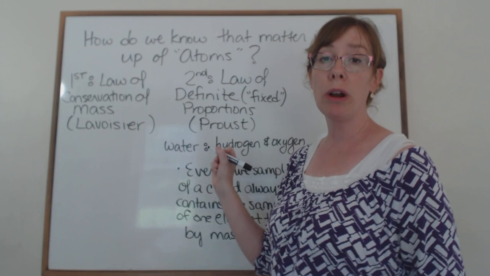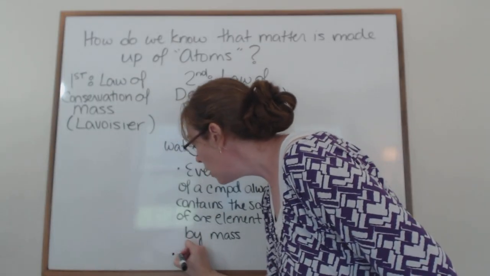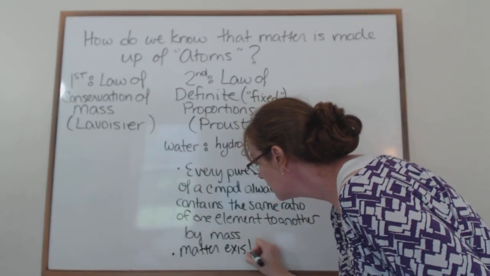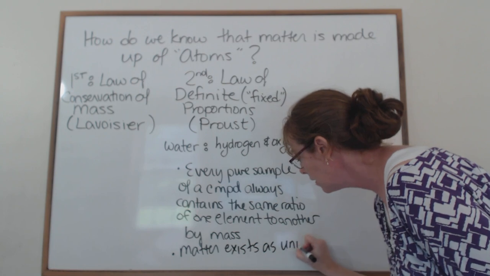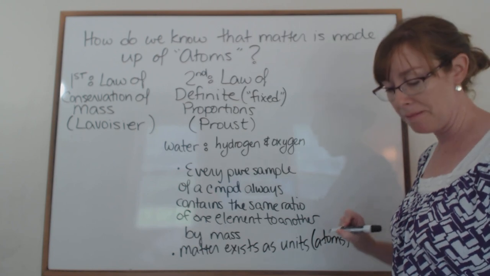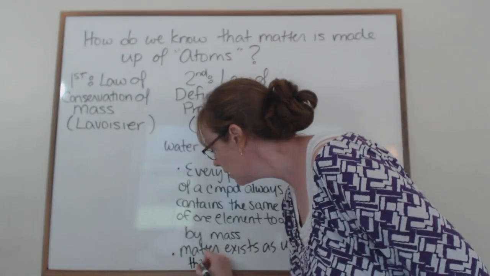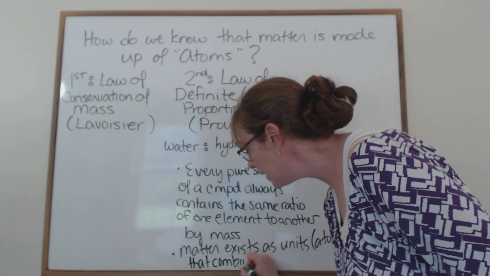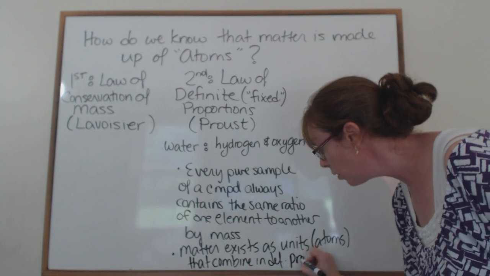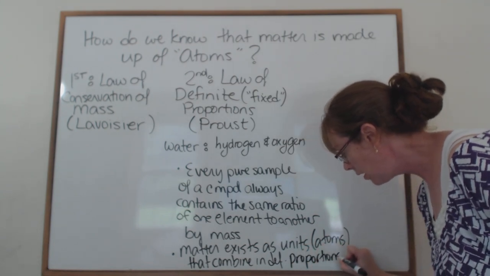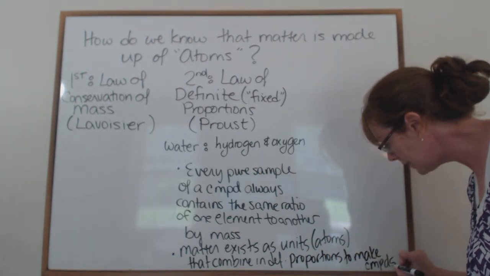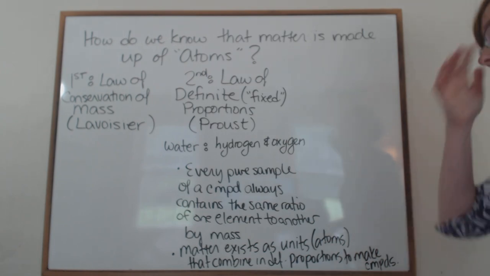So that was a really important finding, because what that revealed was that matter exists as some kind of units. These units we now call atoms, but they weren't quite ready for that word yet at the time, exist as units that combine in predictable or definite, I'm just going to write DEF for definite proportions or ratios, whatever word you like, to make compounds. CMPDS is how I will abbreviate compounds.